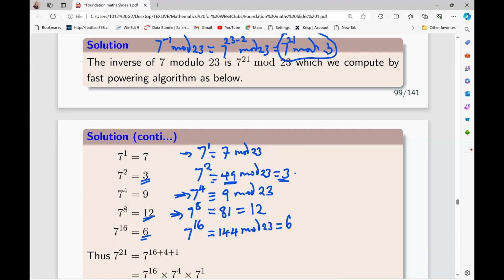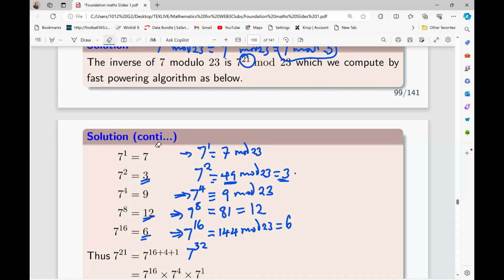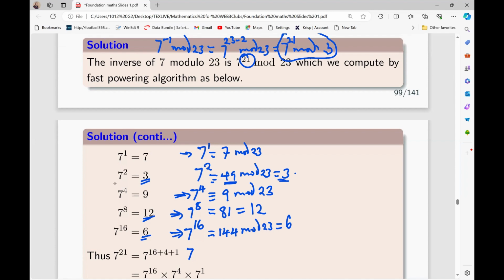Now, we could have proceeded, but when you proceed, you realize you'll be having 7 raised to 32 because you are squaring this line. But what we require is 7 raised to 21. So 32 is above what we want. That means we stop where we reached. We just stop there. Then now go straight to the result. What we want is 7 raised to 21. How do we achieve this using what we have?